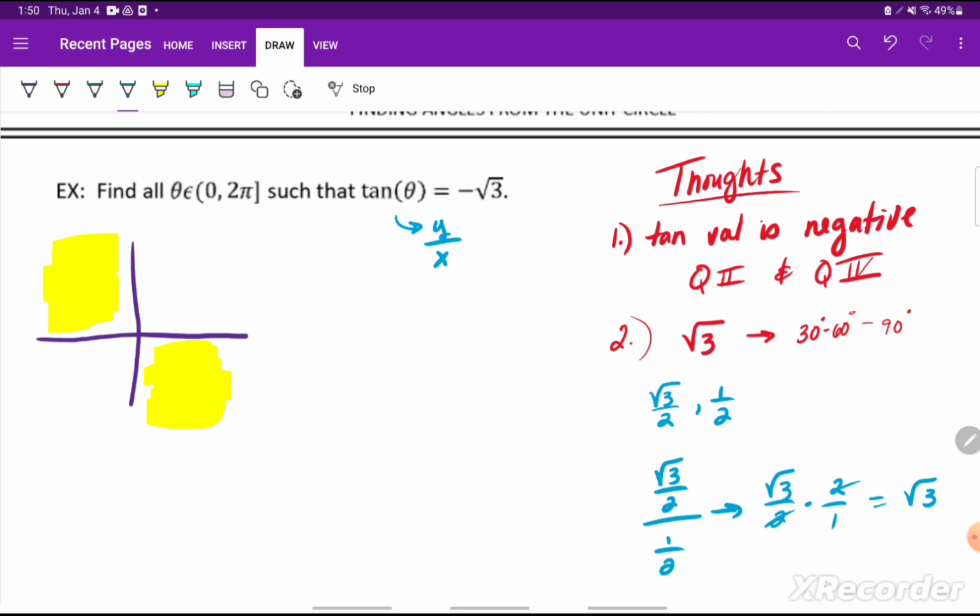So, okay, that tells me that the square root of 3 over 2 goes to the y side, and the 1 half goes to the x side. And I'm also thinking square root of 3 over 2 is the long side, and 1 half is the short side. So now I know what kind of triangle I'm going to have in those two quadrants, and I'm going to draw it in.